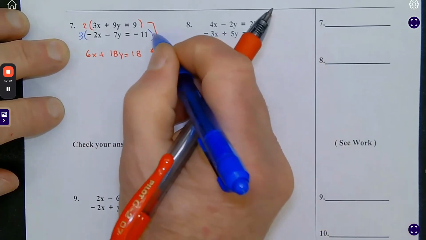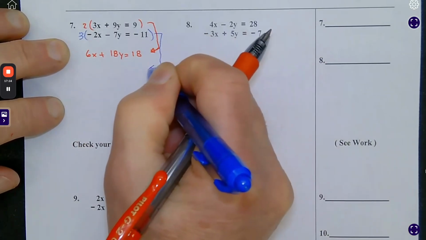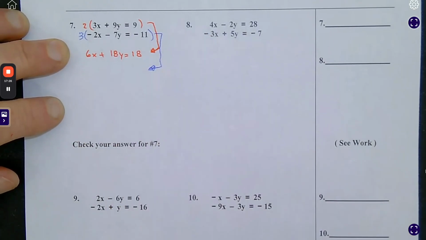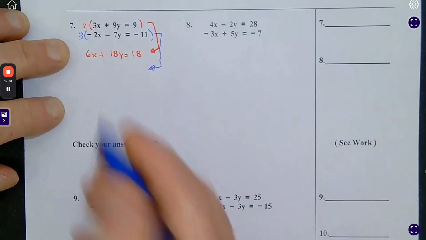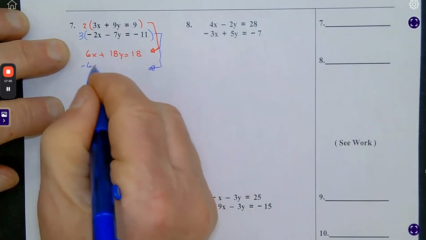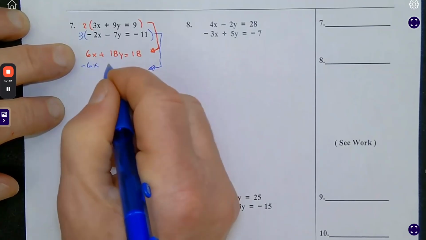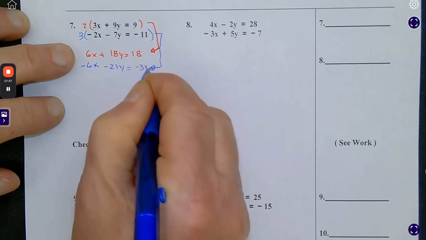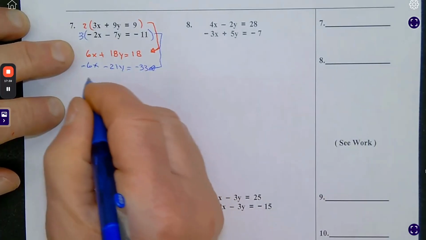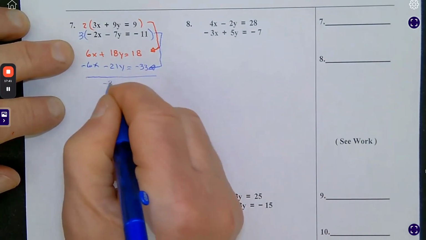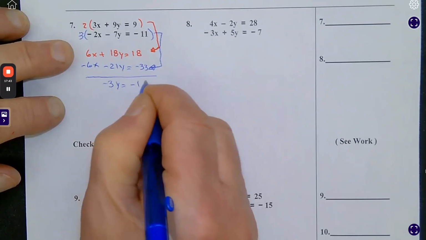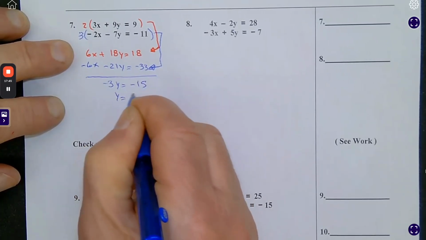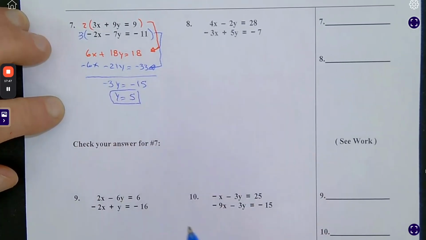And then I'm going to go ahead and multiply my 3 through. And that's going to give me negative 6x. And that's what I wanted. I wanted opposites in front of my x's. Minus 21y equals negative 33. Okay, let's add them up. Bada bing. That's negative 3y equals negative 15. Divide by negative 3. And y is 5.